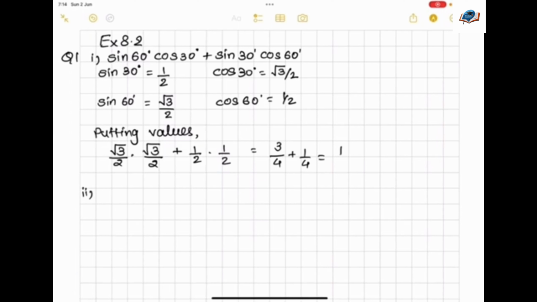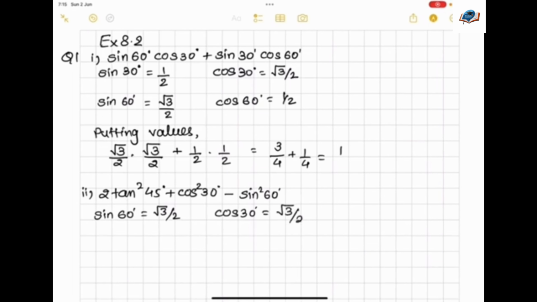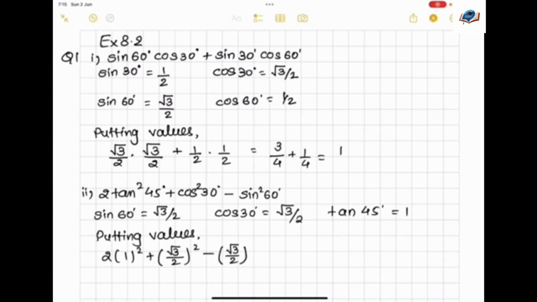Now second one is 2 tan square 45 degree plus cos square 30 degree minus sine square 60 degree. So again sine 60 equal to root 3 by 2, cos 30 will be root 3 by 2, and tan 45 is 1. So putting values, 2 into 1 whole square plus root 3 by 2 whole square minus root 3 by 2 whole square. So root 3 by 2 whole square and root 3 by 2 whole square got cancelled, so answer is 2.